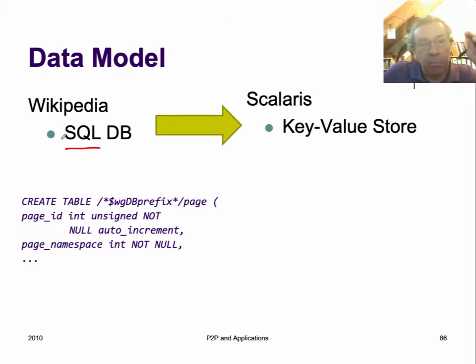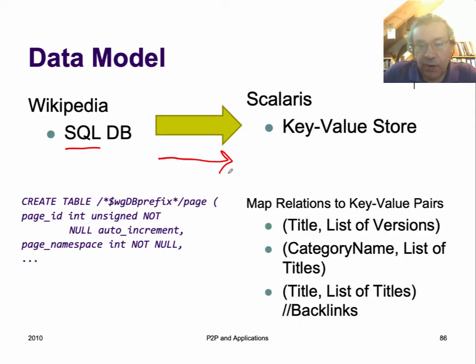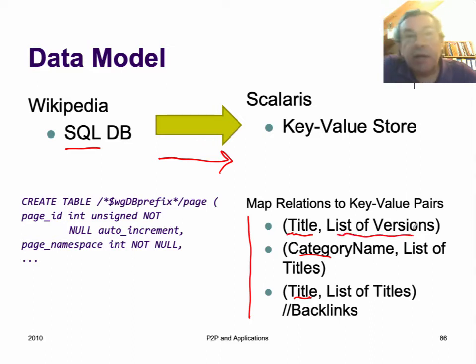So basically we will map the SQL database onto the key value store. The relations in the Wikipedia SQL, we map them to key value pairs. On the left we have the keys, and on the right we have the values. For each title of the page, we have the versions of the page, we have the categories, and we have the list of titles of the page corresponding to the category.